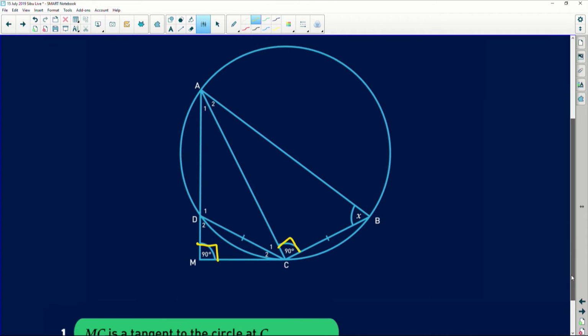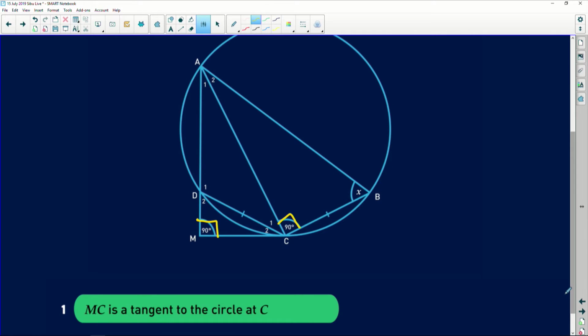All right, first question, we need to prove that MC, the line MC, is a tangent to the circle at point C. Right, we want to prove that the line MC is a tangent at that point. Now, in order to prove a line is actually a tangent, you need to understand the theorems related to tangents from your grade 11 knowledge.